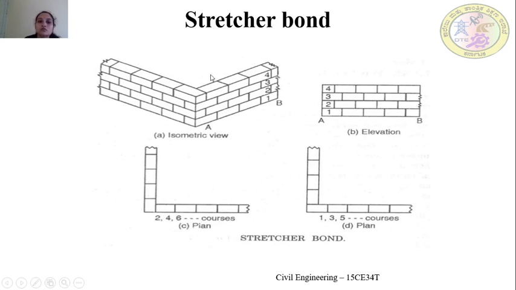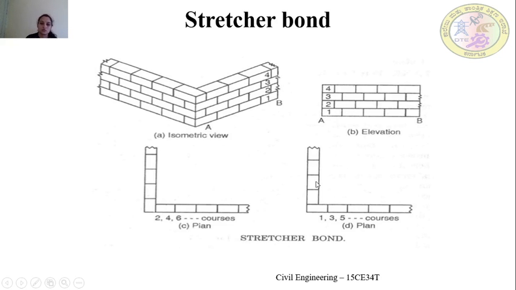Plan is the top view. When you see this isometric view from the top, we can draw the plan. Here I have put all the odd and even courses. In the odd courses, you can observe this is the stretcher, and one more stretcher we have placed here. So the stretcher facing bricks have been laid in the first course, and when you look from another angle also, the stretcher facing appearance is seen, since this is a stretcher bond.